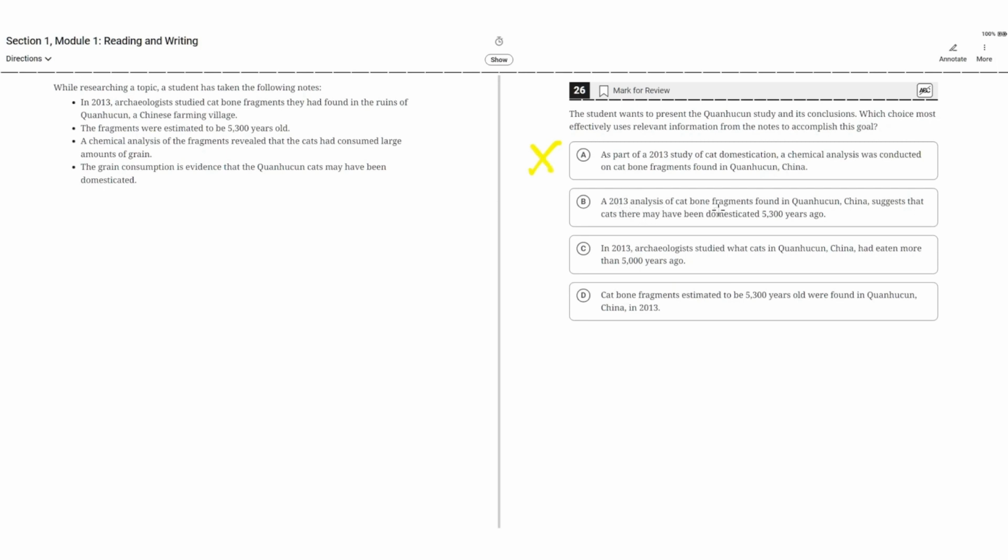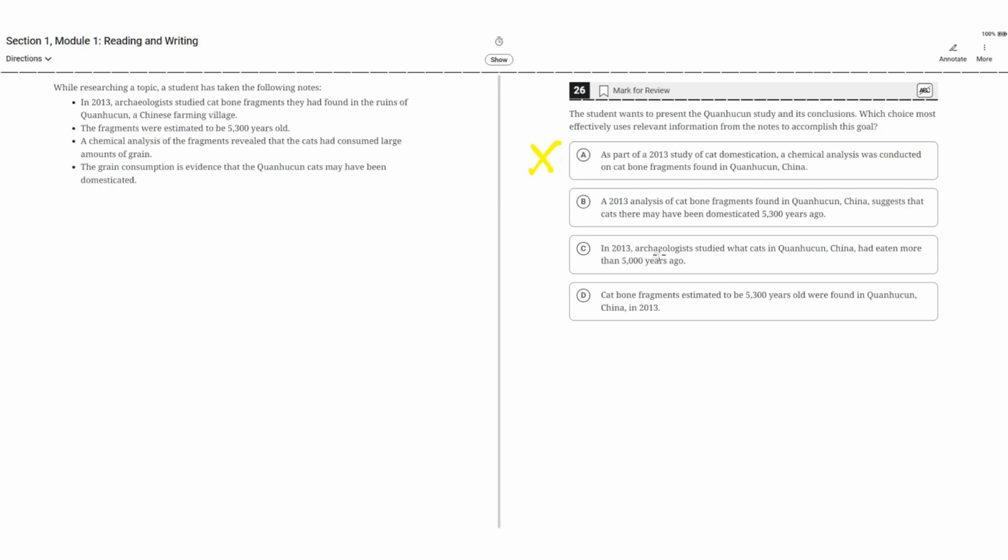B. A 2013 analysis of cat bone fragments found in Guanhukun, China, suggests that cats there may have been domesticated 5,300 years ago. This seems to be correct because it presents information on both the Guanhukun study and its conclusions. On the study, it says that the Guanhukun study was analysis of cat bone fragments found in Guanhukun, China, and its conclusion is that cats there may have been domesticated 5,300 years ago. So B seems to be the correct choice.